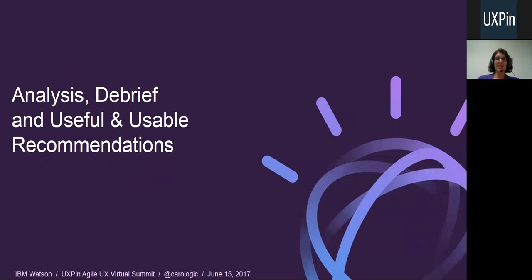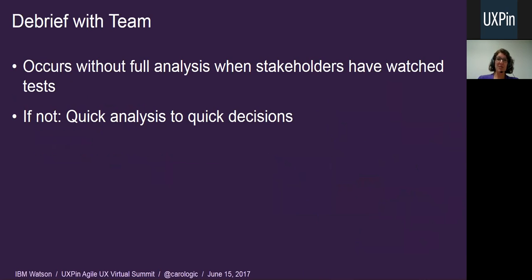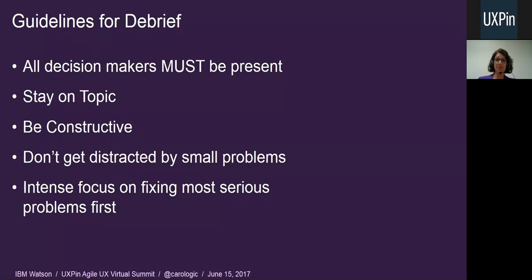So for analyzing, debriefing, and making those recommendations, the debrief with the team should occur before any analysis has been done. Ideally, the stakeholders have been involved in the usability studies, they've been watching and observing them, and they are ready to make quick analysis and make some decisions. But if not, you'll need to do a quick analysis so that decisions can be made. But ideally, you can do a full debrief with the team. For the debrief, the decision makers need to be present. As I said, they have been watching these studies already, and they know what's going on.